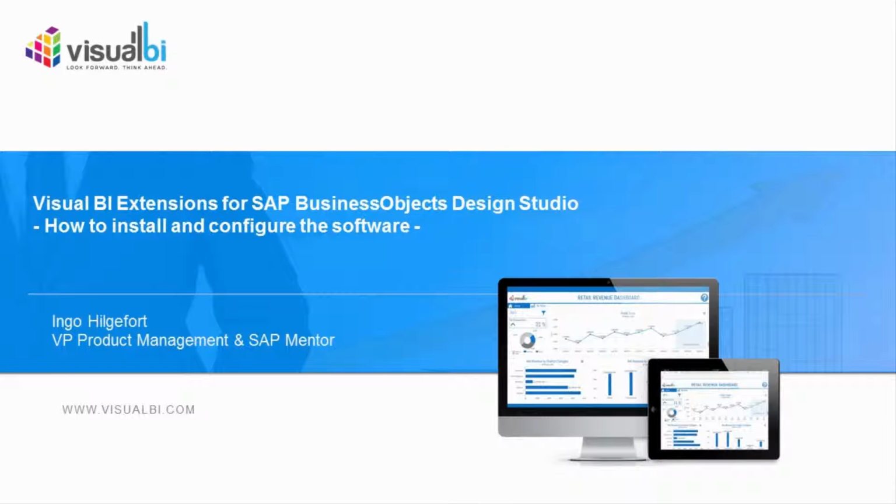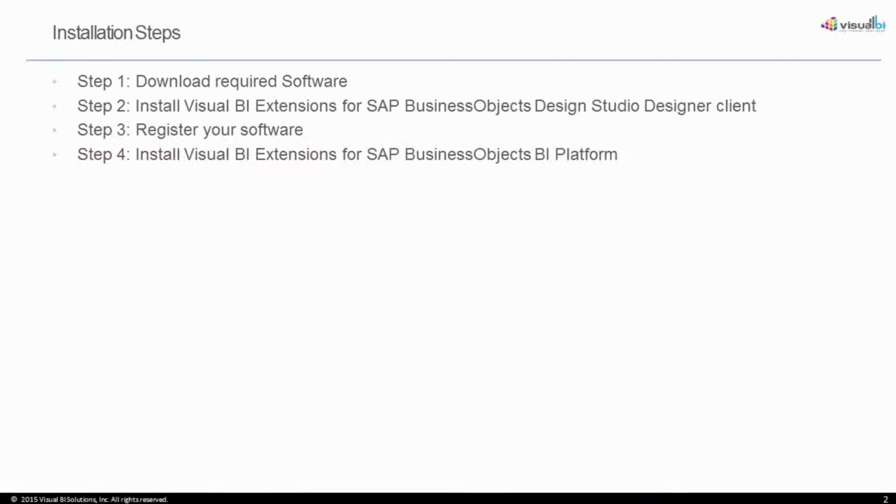This time we will take a look at how to install and configure the extensions. The installation contains 4 steps. Step 1 is downloading the required software. Step 2 is installing it to Design Studio client. Step 3 is about registering the software. And step 4 is about the deployment to your BusinessObjects server.